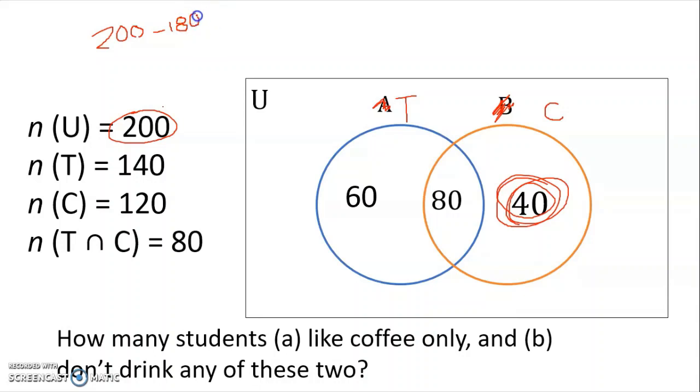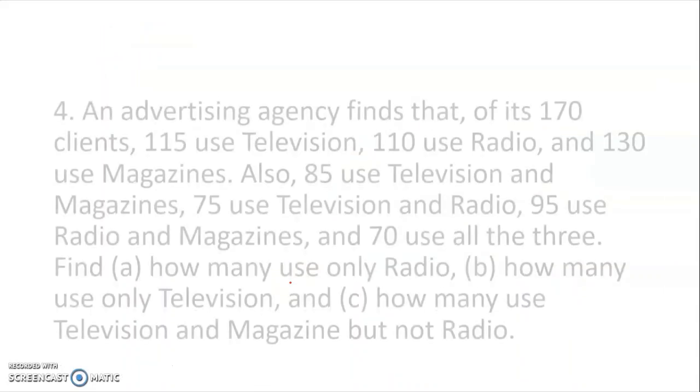So, gusto nating malaman kung sino ang hindi umiinom nun. Okay? So, ilan ang hindi umiinom? 200 minus 180 is just 20. So, it means to say na may 20 students na hindi umiinom ng coffee or tea. Okay? Let's move on to the next example.